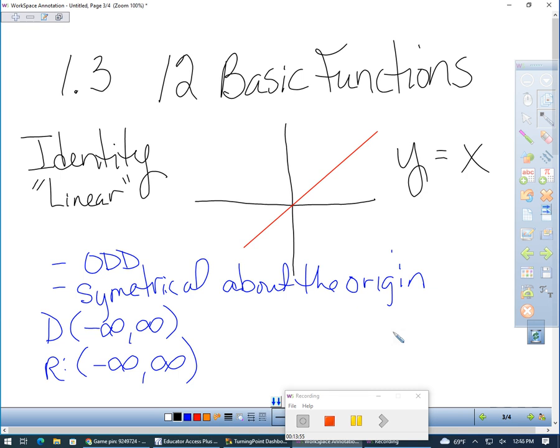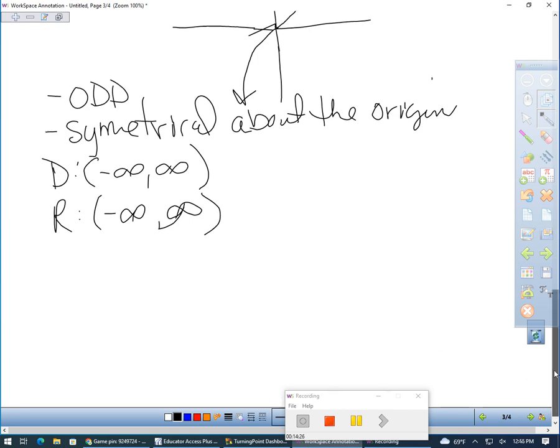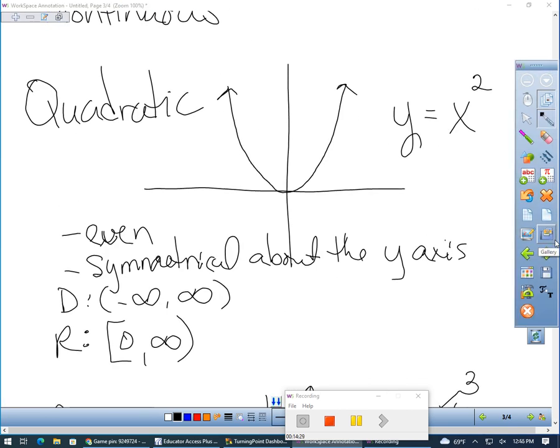I want to add one more word to describe this one. When I was drawing that graph, did I have to pick up my pencil at all? No. So we call this graph continuous. Just means that I didn't have to pick my pencil up when I drew it, right? How about this one? When I draw it, do I have to pick my pencil up in order to complete it? No. So this is also continuous.